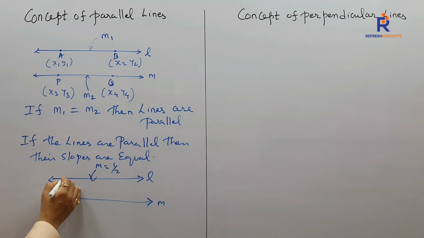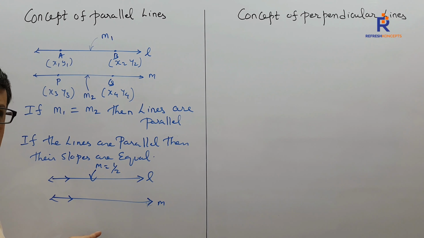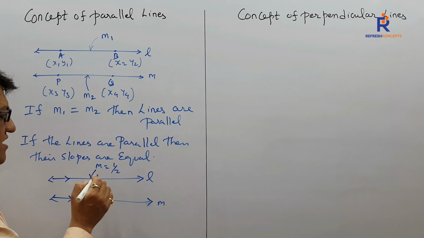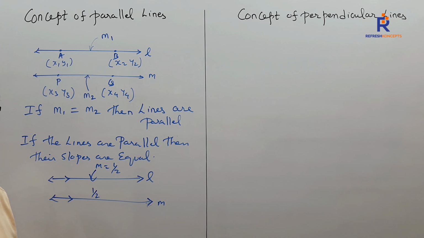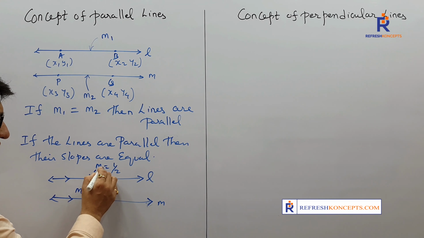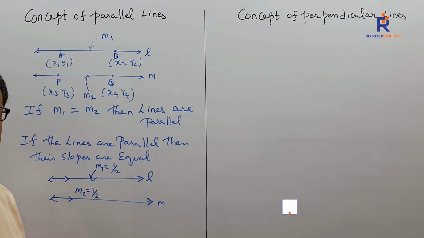Given to me that L is parallel to M. I am being asked to find out what is the slope of M. I shall simply say, since the lines are parallel, slopes are equal. The slope of L is half, that of M is also half. As simple as that. So if the lines are parallel, then their slopes are equal. So the slope of this, say this is M2, this was M1, M2 is also half. Got the condition, children?